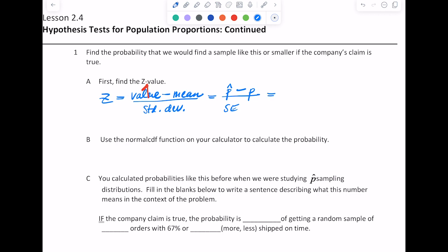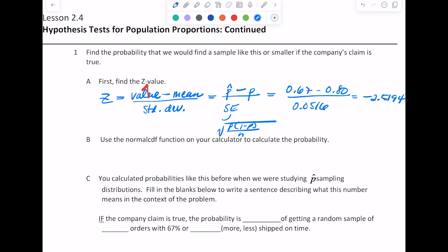So here we have 0.67 minus 0.80. And then we determined that our standard error comes out to be 0.0516. The formula that I'm using for that is the square root of p times 1 minus p over n, if you'll recall. So that's where that number 0.0516 is coming from. And we end up getting for our z-score negative 2.5194. As you can see, our p-hat, our sample proportion, is more than 2 standard deviations below average, which tells us that it's unusual.